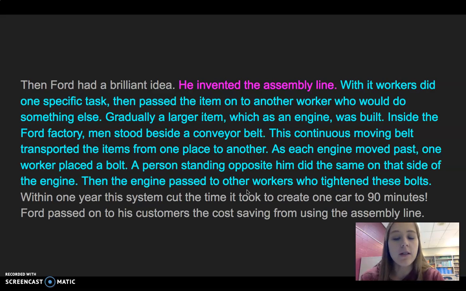Within 1 year, the system cut the time it took to create one car to 90 minutes. Remember earlier it took 12.5 hours, and now with the assembly line it took only 90 minutes. Ford passed on to his customers the cost saving from using the assembly line. So cars were very expensive, and part of the reason they were so expensive is because it was very time consuming to make one. He cut the time way down, which made cars cheaper to buy, so then more people could afford to purchase them.